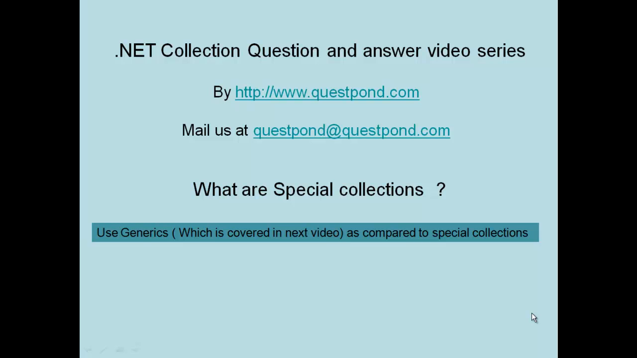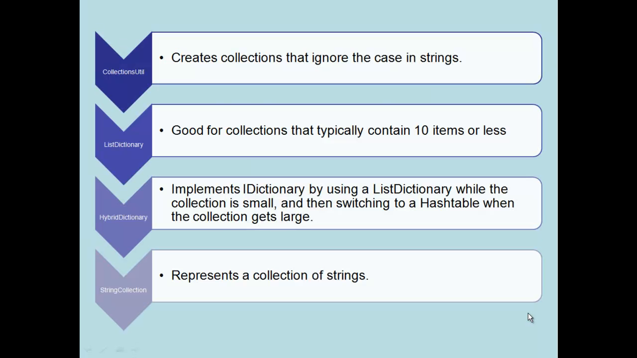So what we'll do now is, let's try to understand what the different collections available in special collections are. There are a lot of collections in the special collection basket, and it is practically impossible to cover all those collections in this video. So let's talk about the 4 most important collections which we think are worth discussing. Here they are: collection util, list dictionary, hybrid dictionary, and string collection. Let's first start with the collection util.